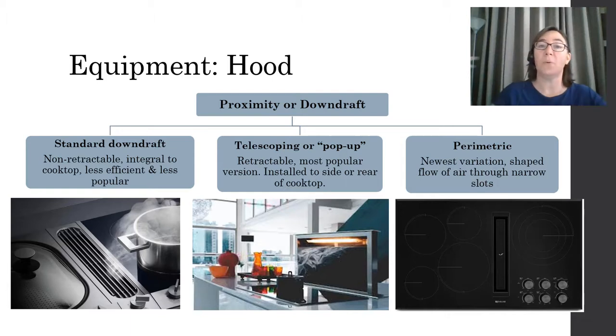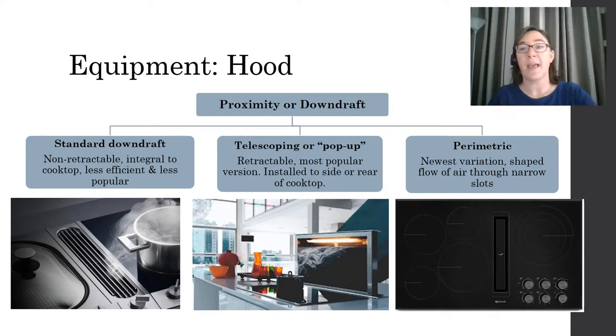Let's move to the proximity or downdraft exhaust systems. Your standard downdraft is not retractable. It's integral to the cooktop. It's less efficient and less popular. More popular now is the telescoping or pop-up downdraft systems. They are retractable, so you bring them up when you need them, put them down when you don't. And they can be installed to the side or to the rear of the cooktop.